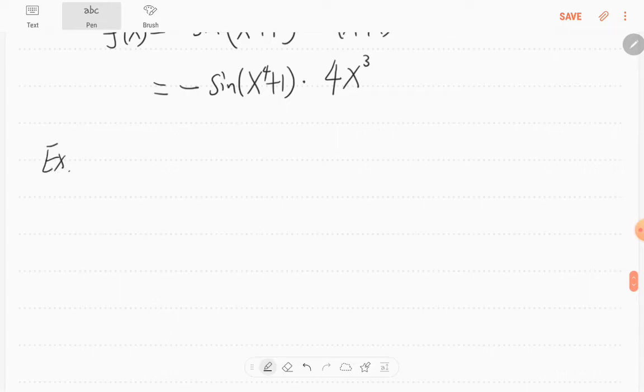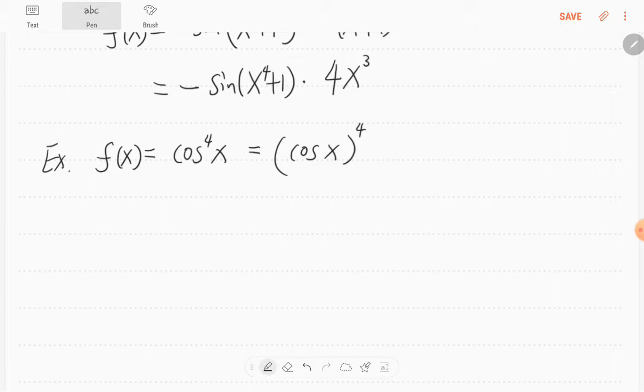Another one. If you have f of x equal to cosine to the fourth of x, what does this mean? By convention, this means the fourth power of the whole function, cosine x.